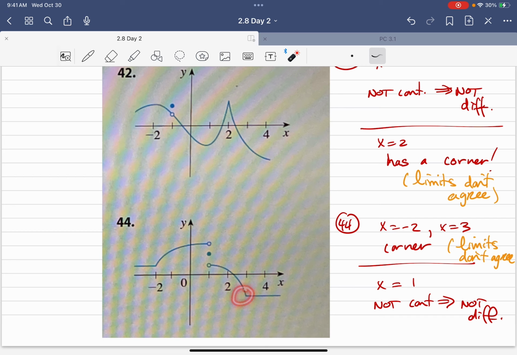So since the derivative is 0 here, and here the derivative is negative, we're going to have a corner here, so it's not going to be differentiable there. So both of those are corners. And then here, not continuous means not differentiable.